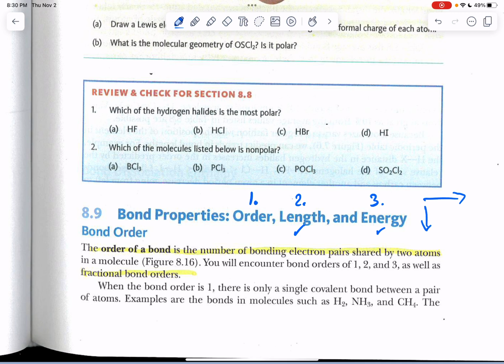Now, the order of a bond, highlighted here in yellow, is pretty simple. If you have a single covalent bond, it's bond order 1. If you have a double covalent, its bond order is 2. Triple covalent, that bond order is 3. But the interesting thing is you can get some fractional bond orders, which gives you an indication that this concept of bond order is a bit artificial.